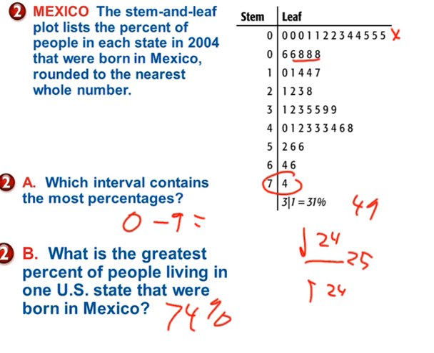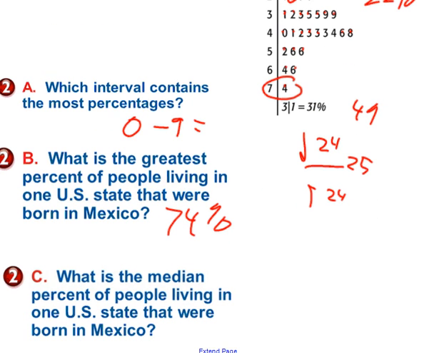So 1, 2, 3, 4, 5, 6, 7, 8, 9, 10, 11, 12, 13, 14, 15, 16, 17, 18, 19, 20, 21, 22, 23, 24, 25. That means 22% is the median. And so that's the answer to this question, 22%.